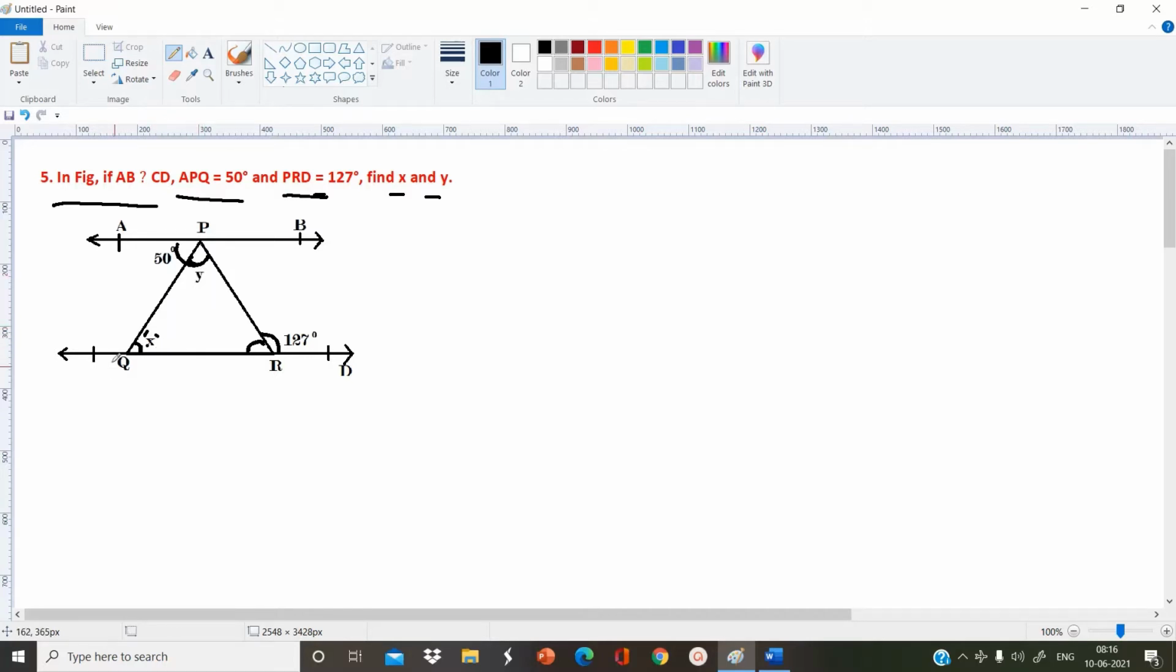Now come to the solution. So look at the figure first. Look at the question. What are given? First write down the given values. Angle APQ equals 50 degrees. Then next, what is given? Angle PRD. Angle PRD equals how much it is given? 127 degrees. So these are the given values.